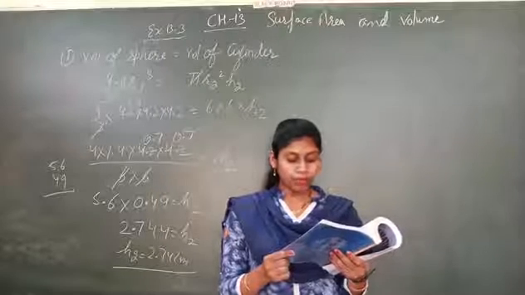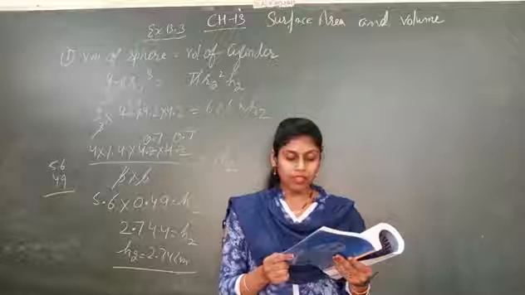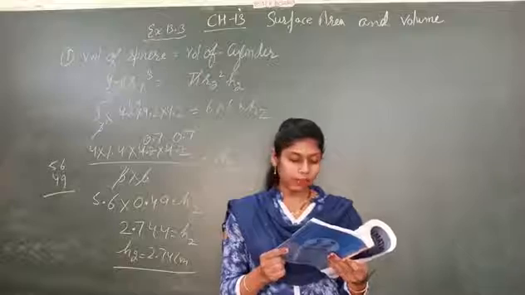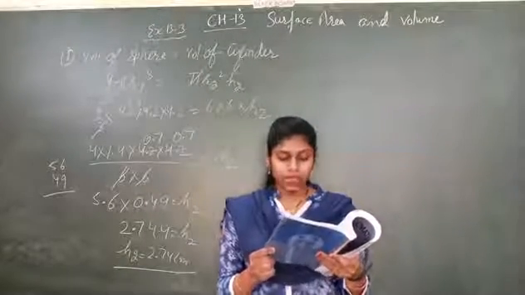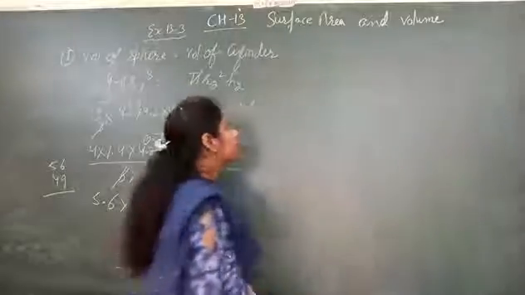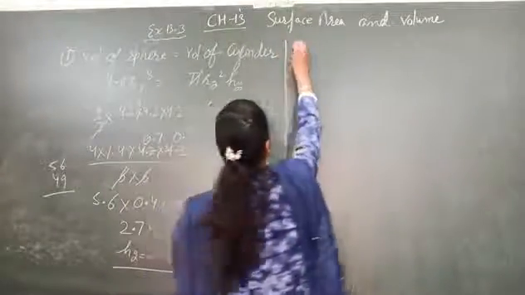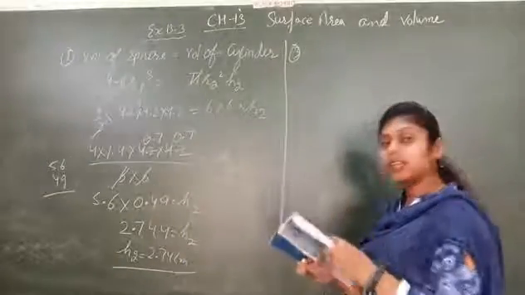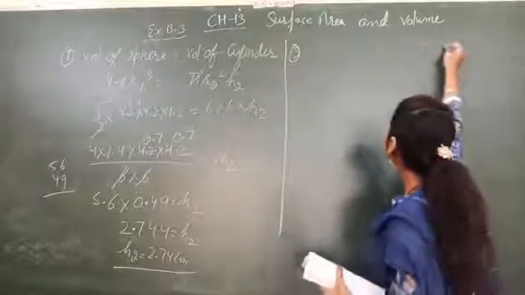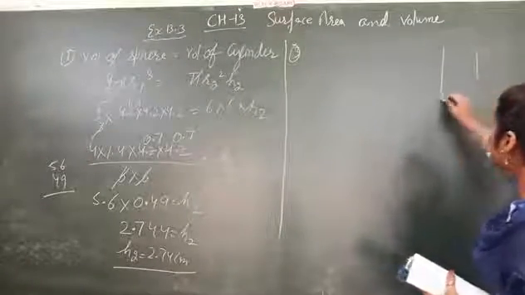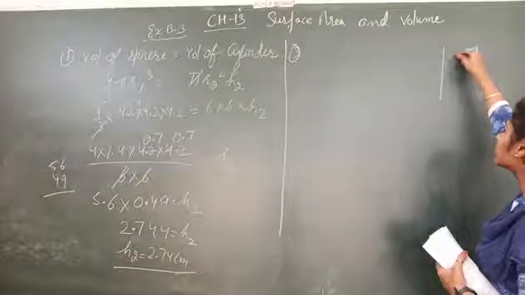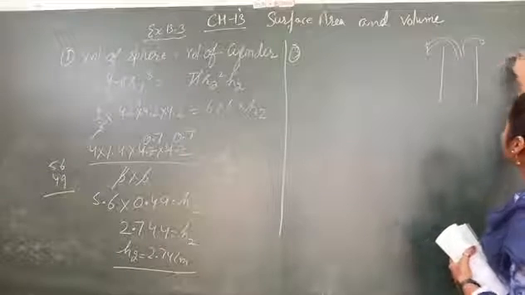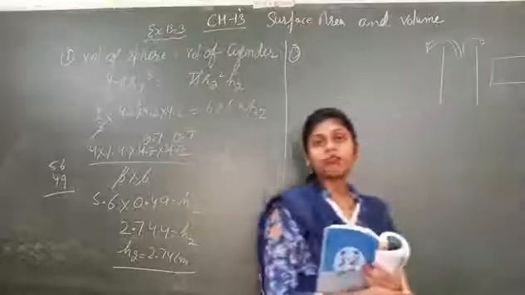Next, third question. It is important. A 20 meter deep well with diameter 7 meter is dug and earth from digging is evenly spread out to form a platform. Find the height of the platform. So by default we are taking cylinder. This well is in the shape of cylinder. If the earth, means to say sand, is dug out from here, then it will be spread in the form of platform. Platform is in the shape of cuboid.